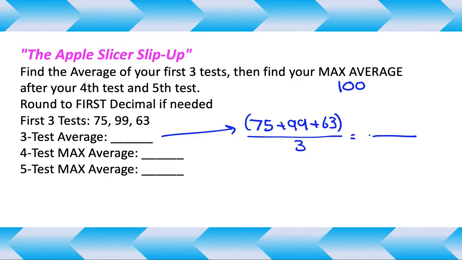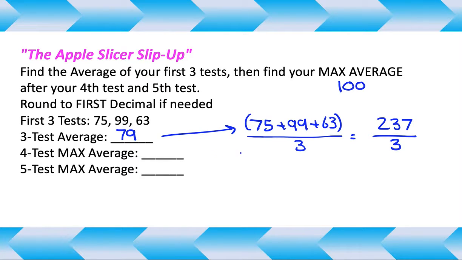One thing that's going to help is if you keep track of your points that you've already scored. So the 75 plus the 99 plus the 63 is 237 points. Okay, 237 points divided by 3. See what that is? That's an average of 79. Okay, cool.